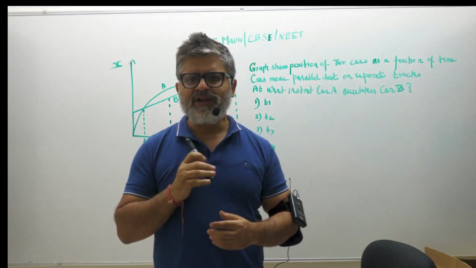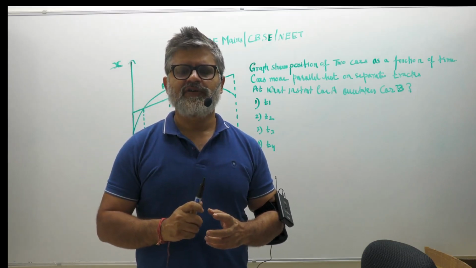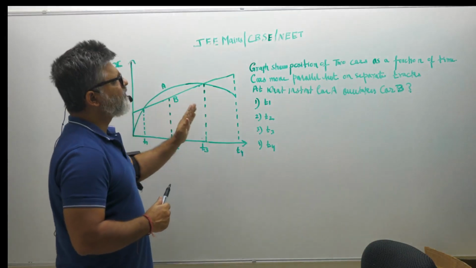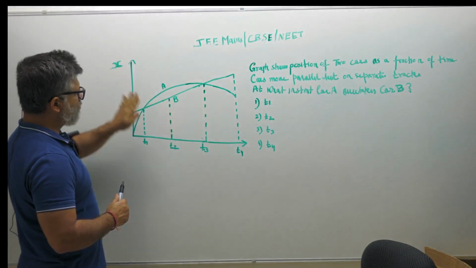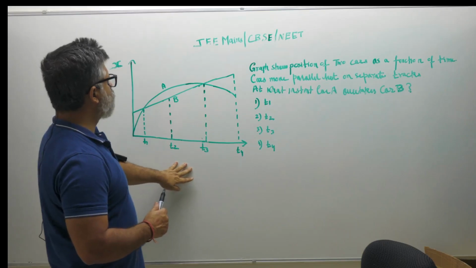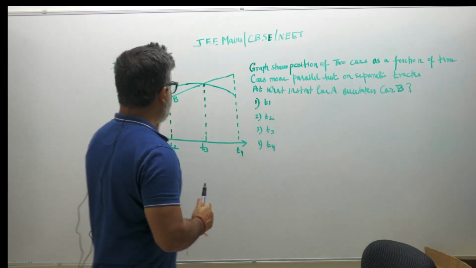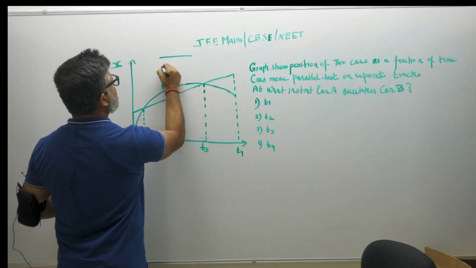Okay, let's read this question and try to draw some inferences from it. The question reads: you have two cars A and B, and the graph is basically position versus time for the two cars A and B. And the cars are moving parallel to each other on separate tracks.